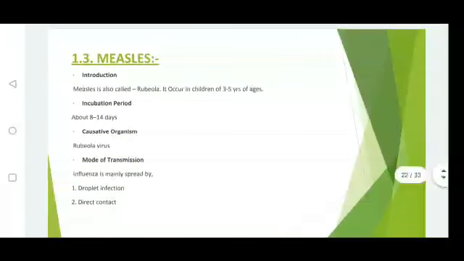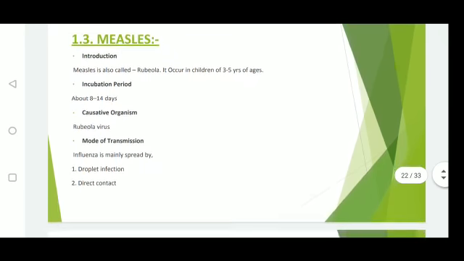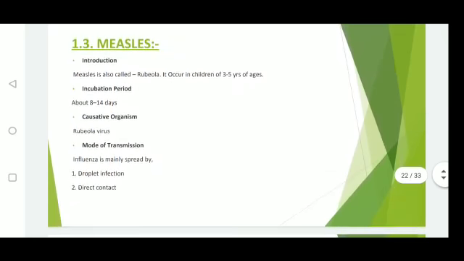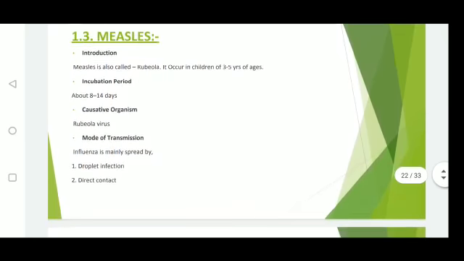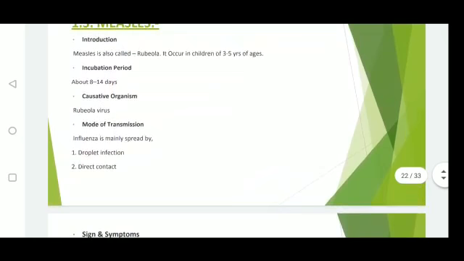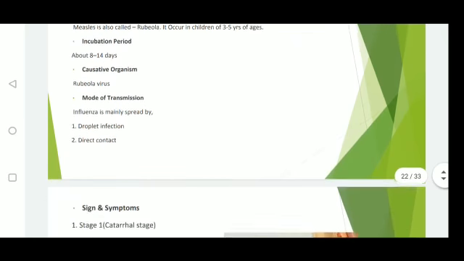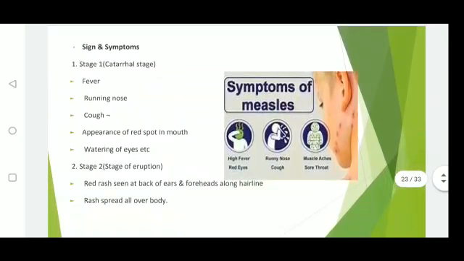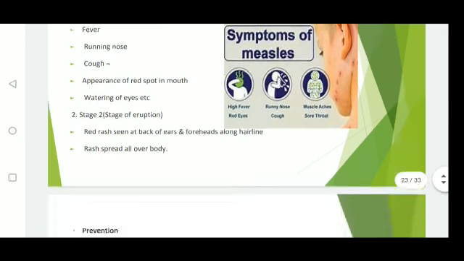Measles is otherwise known as rubeola because the causative organism is the rubeola virus. It usually occurs in the age group of 3 to 5 years. The incubation period is 8 to 14 days. The mode of transmission is droplet infection or person-to-person contact. The signs and symptoms are divided into stage 1 and stage 2. Stage 1 is the catarrhal stage and stage 2 is the stage of eruption.